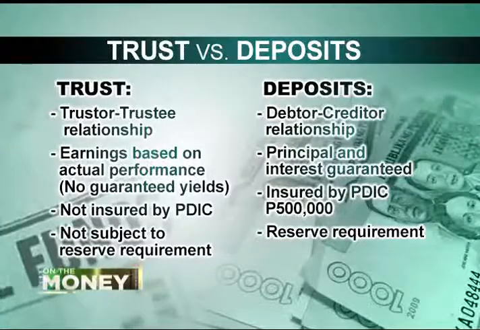Maybe we can start with a time deposit. Unlike a time deposit, UITFs or investment funds do not have maturities. The returns are not guaranteed, and there's no PDIC. There's no insurance. No coverage, right? Yes. If it gets lost, that's the risk, right? So that's the general differentiation between a time deposit, for example, and a UITF.